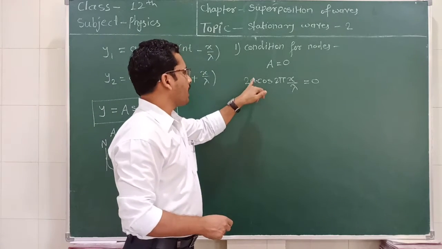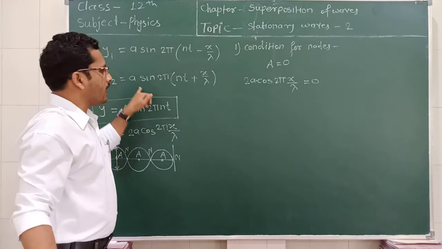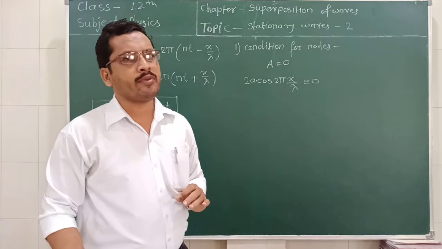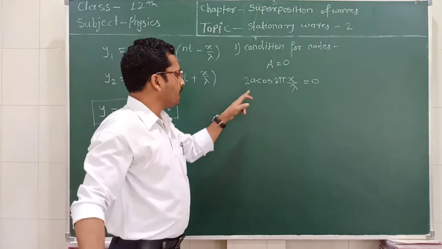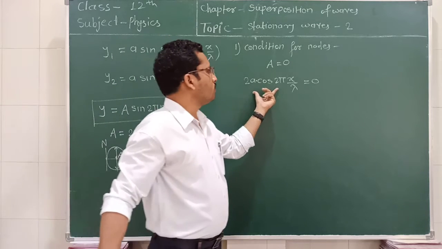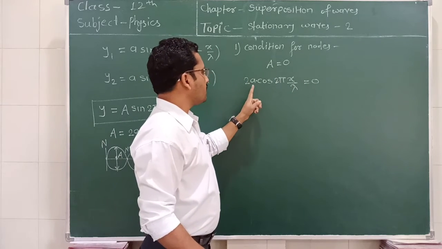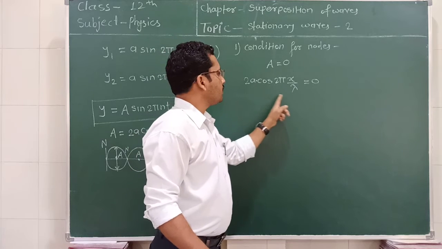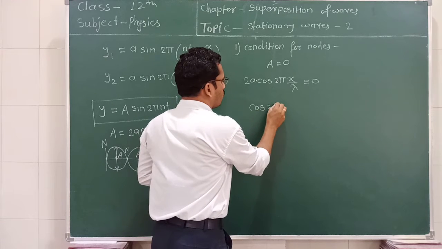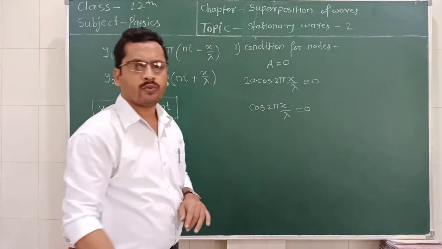Now, what is a? Small a is the amplitude of the individual wave, which can't be 0. So this term is not equal to 0, while the product of these two terms is equal to 0. It means that 2a is not equal to 0. Therefore, the other term is equal to 0. So we can write cos(2πx/λ) is equal to 0.